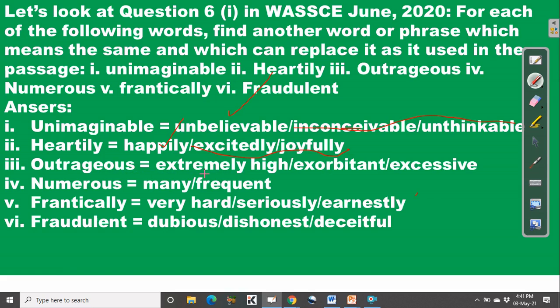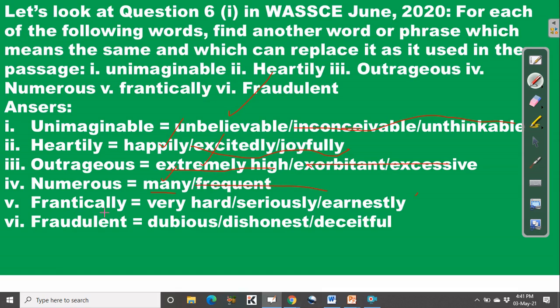Outrageous can be extremely high or exorbitant or excessive. Now, if you decide to use extremely high, then you can mark it and then you cancel out the other ones. Just use one option. Numerous can be many, and if you pick many, then forget about the other one.